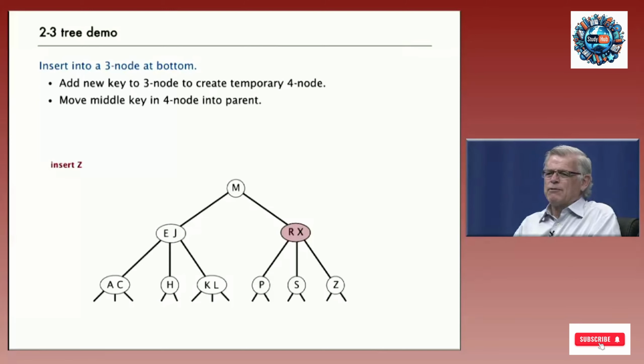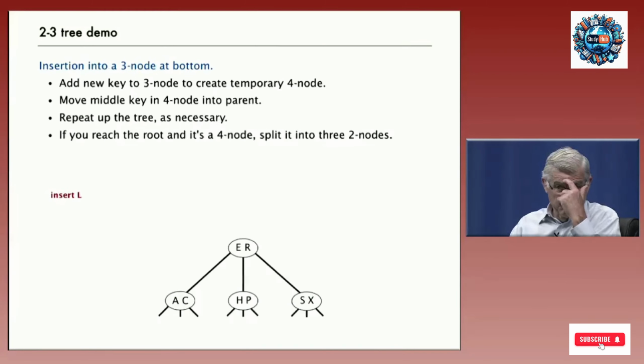Now, if that parent were a 3 node, it would become a temporary 4 node and would continue the process moving up the tree. That's a demo of search and insertion in a 2-3 tree. So let's look at a double split like that. So say we're inserting L into this tree.